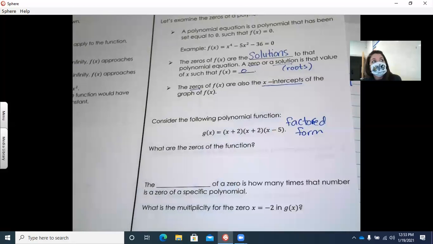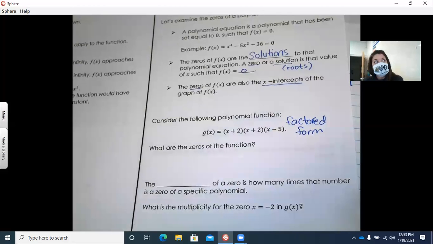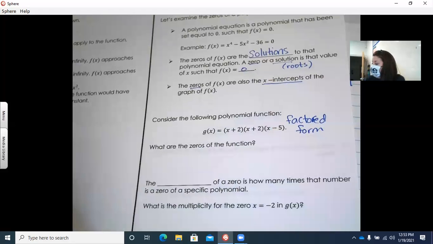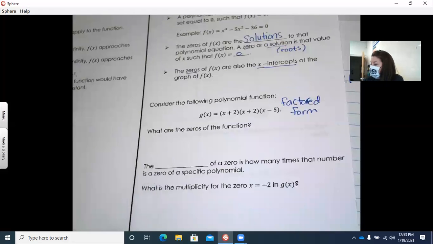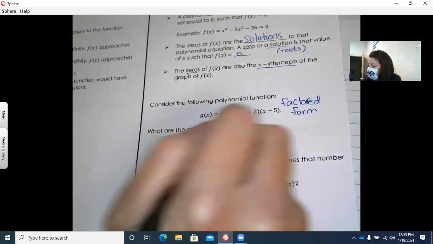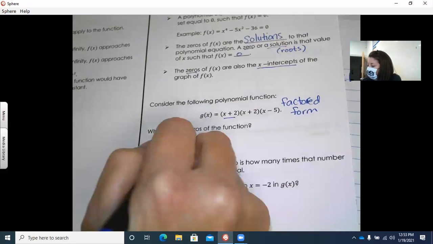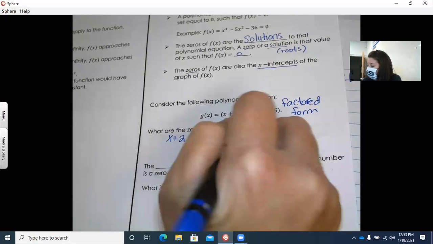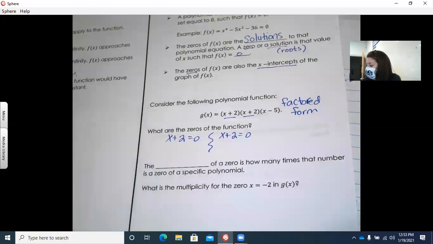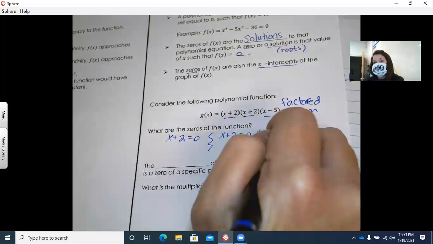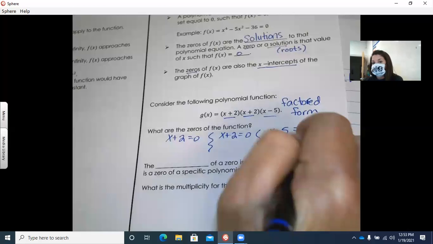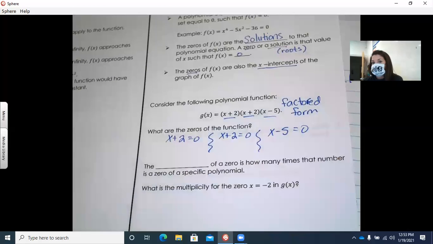All you have to do is take each factor. How many factors do I have here? 3 factors. Take each factor and set each factor equal to 0. So I'll set x plus 2 equal to 0. I've got another x plus 2. I'll set it equal to 0. And my third factor is x minus 5. I'll set it equal to 0. Then I just solve for x.